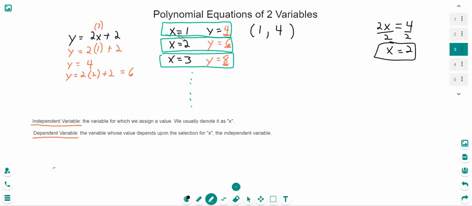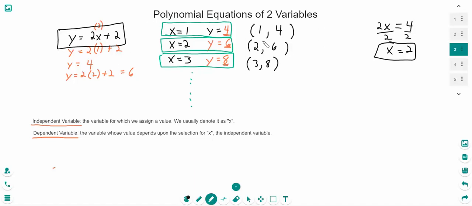All right, so we have a solution here of x equals 1, y equals 4. So we'd write that as an ordered pair, (1, 4). To write the second solution as an ordered pair, we would write (2, 6). And then the third would be (3, 8). All right, these are all solutions to this equation.